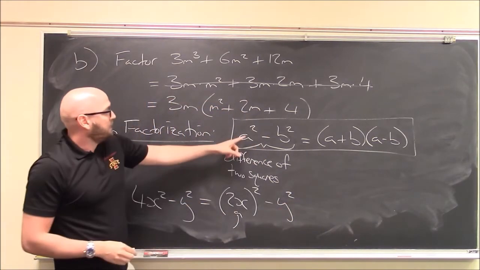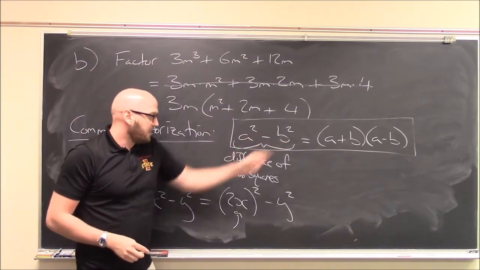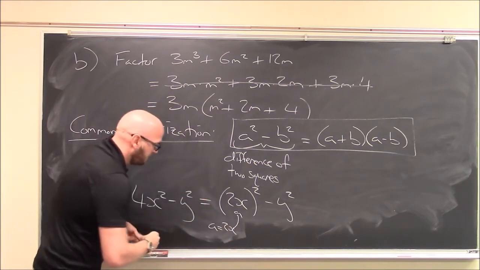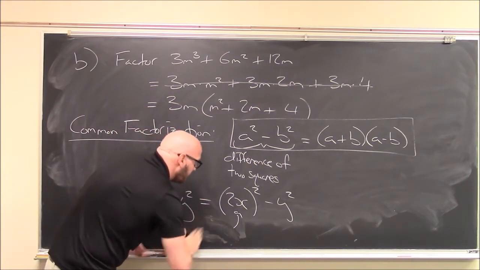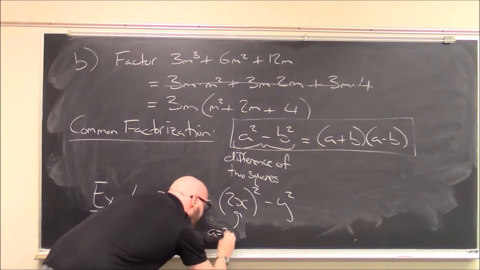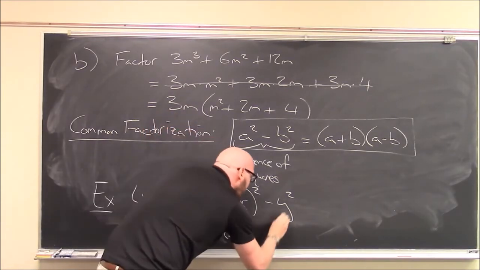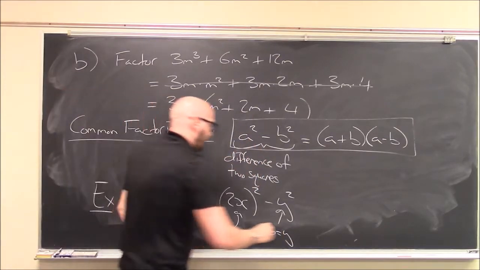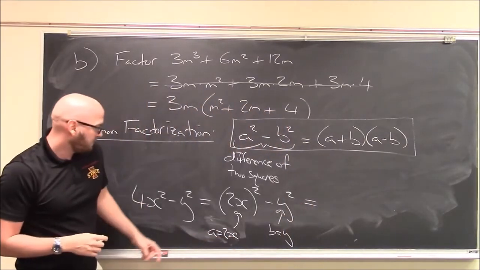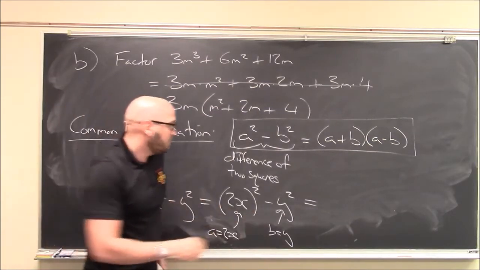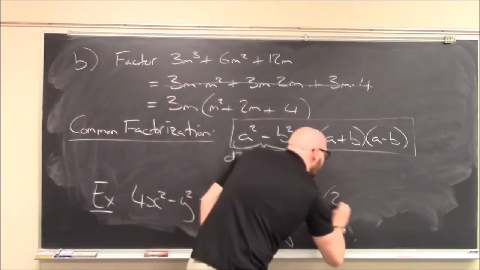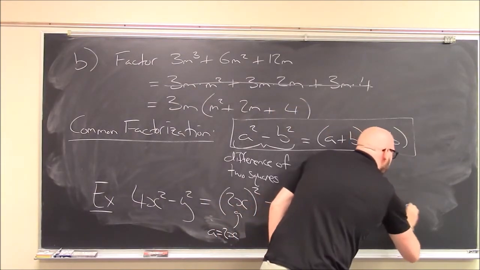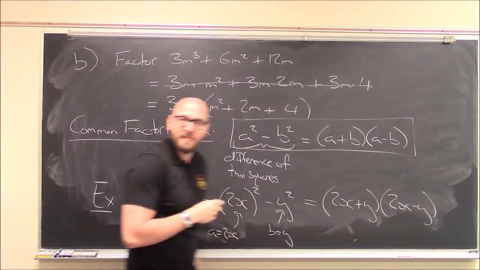Well, if I'm writing it in the form up here, one term squared minus another term squared, my a is 2x. Sorry, wrote that really small down there. A is 2x, and b is just y. So if I factor this as a difference of two squares, a is 2x, b is y, so we've got a plus b, 2x plus y, times a minus b, 2x minus y.